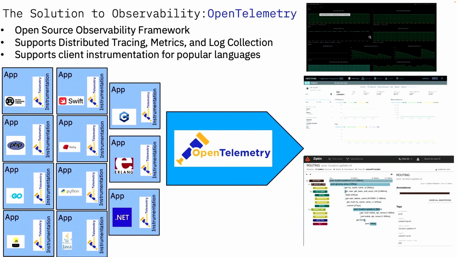So how do we address that? OpenTelemetry, another cloud-native open source project, right? This is OS 101, and every project I've mentioned, none of them are proprietary. They're all open source, right? And so what does it do? It's an open source observability framework. It gives you distributed tracing, metrics, log collection, and it supports client instrumentation.